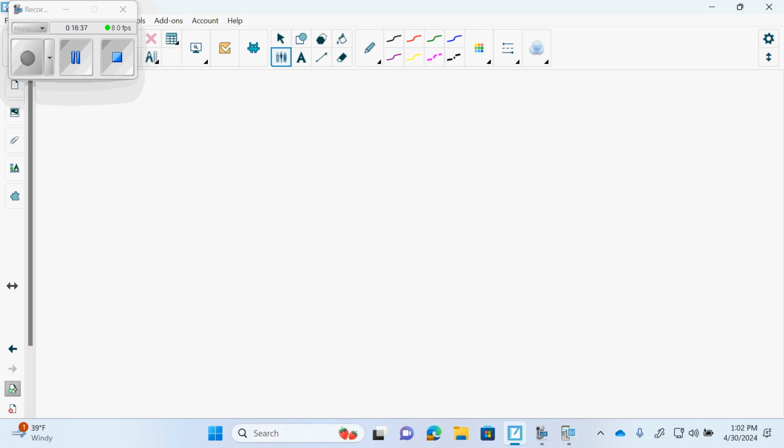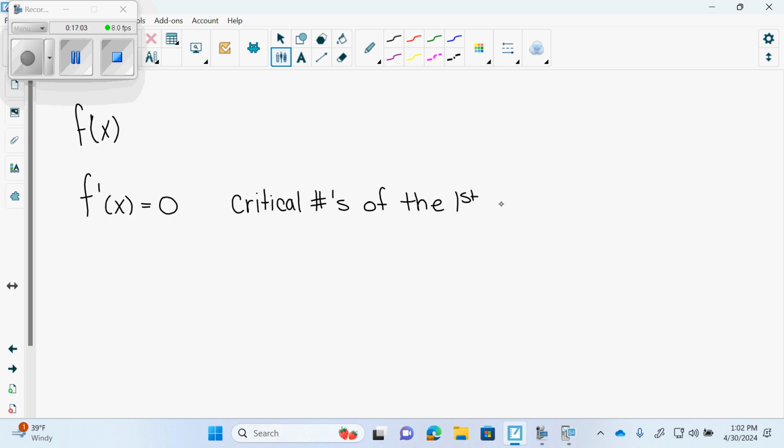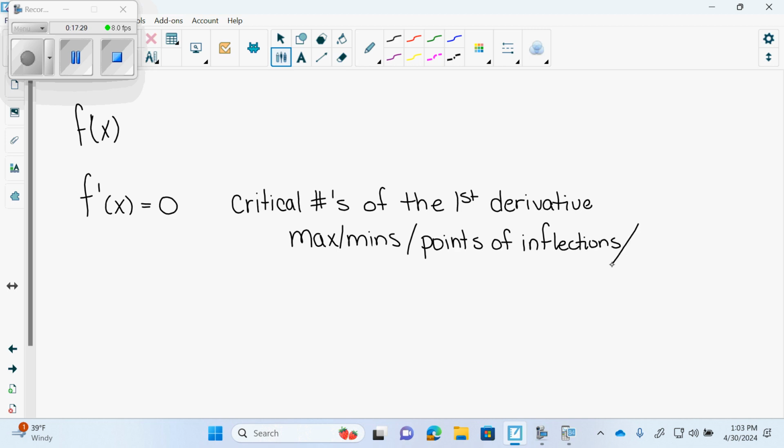All right, so we're going to go over what all the things do. F prime of C. Okay, I'm going to do f of x, then f prime of x equals 0. What does that get me? Critical numbers of the first derivative. What do they get me? They get me max, mins. Sometimes they get me what else? Points of inflection. Sometimes if it's irrational, it's actually a what? An asymptote.